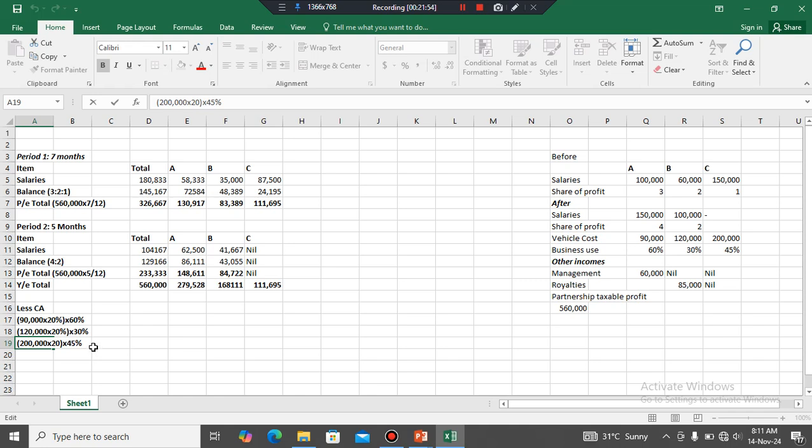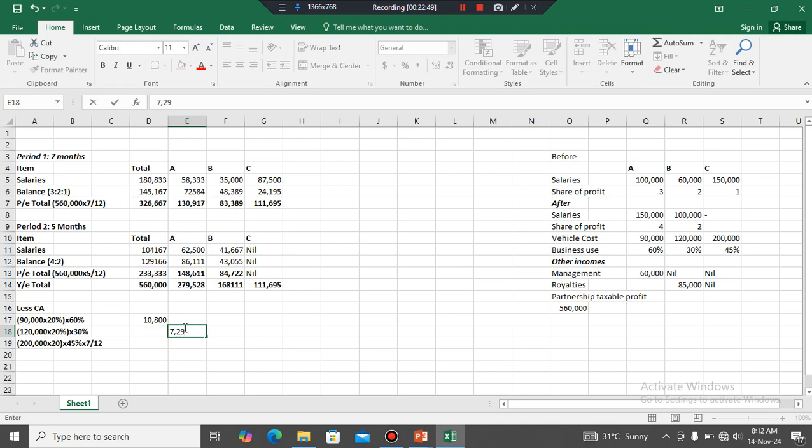So now the issue that we need to remember is for C, this also needs to be multiplied by 7 over 12. Yes. So let's say 90,000 multiplied by 0.2, it's giving us 18,000 multiplied by 0.6, it's giving us 10,800, right? Then for B, 120,000 multiplied by 0.2, multiply that by 0.3, it's giving us 7,200.